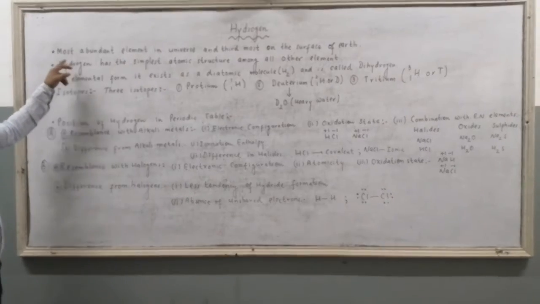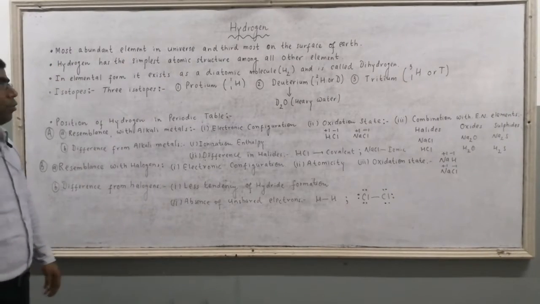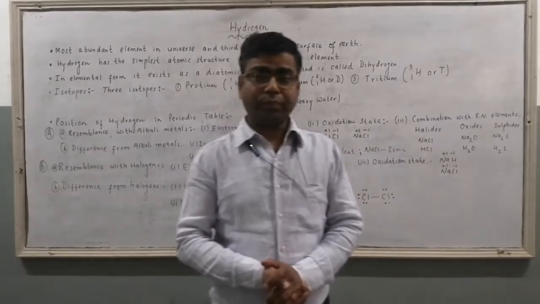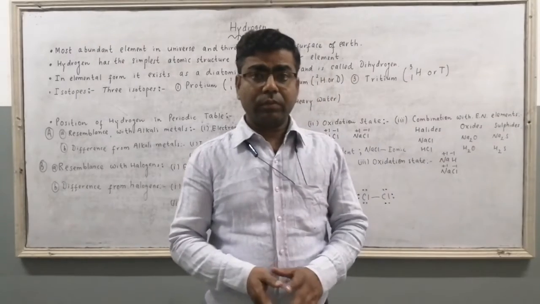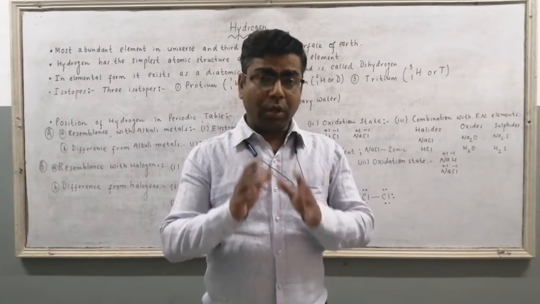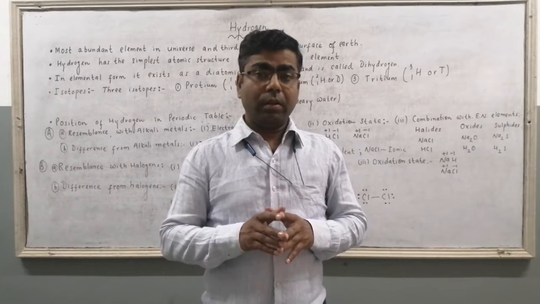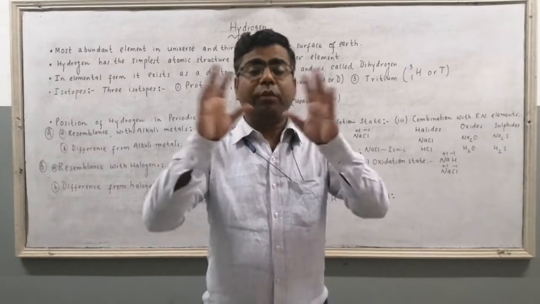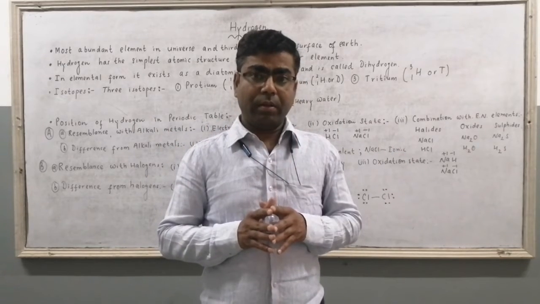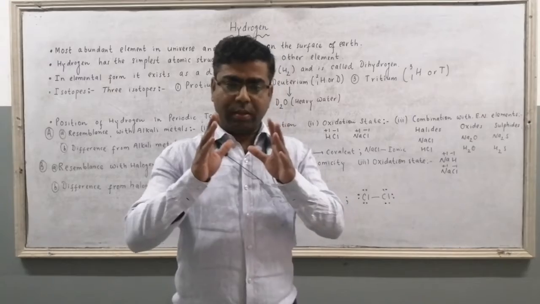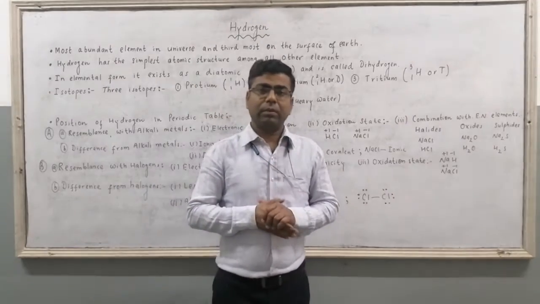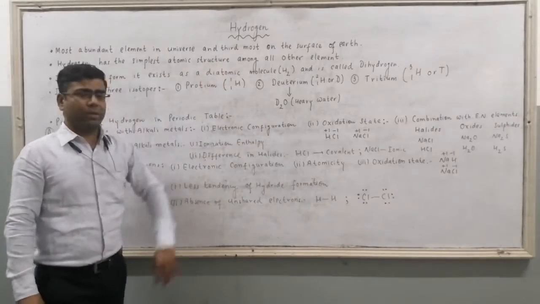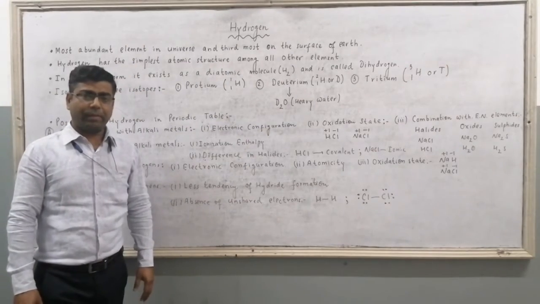Point number 1, it is the most abundant element in universe and third most on the surface of earth. If we talk about the element with maximum abundance in universe, then it is hydrogen. But if we talk about earth, then it is the element with third most abundance on surface of earth.